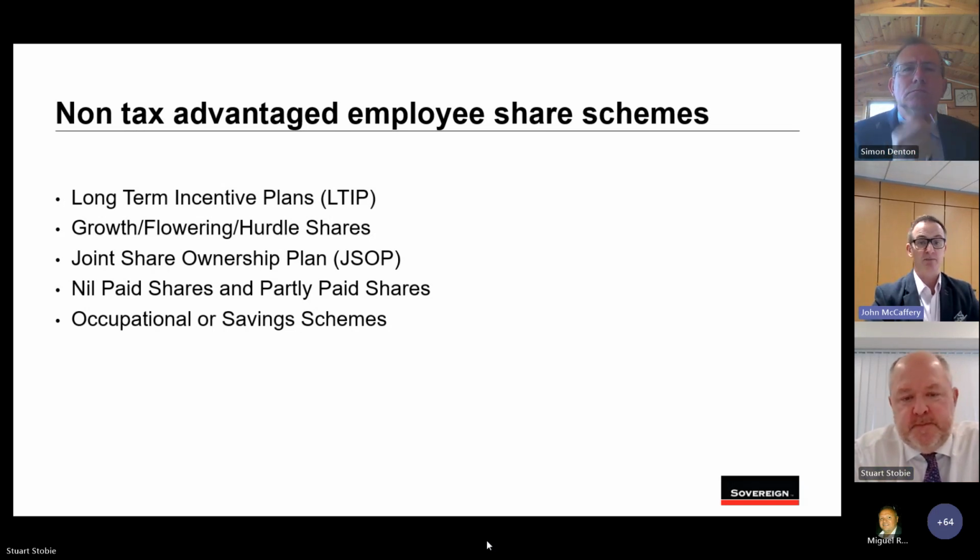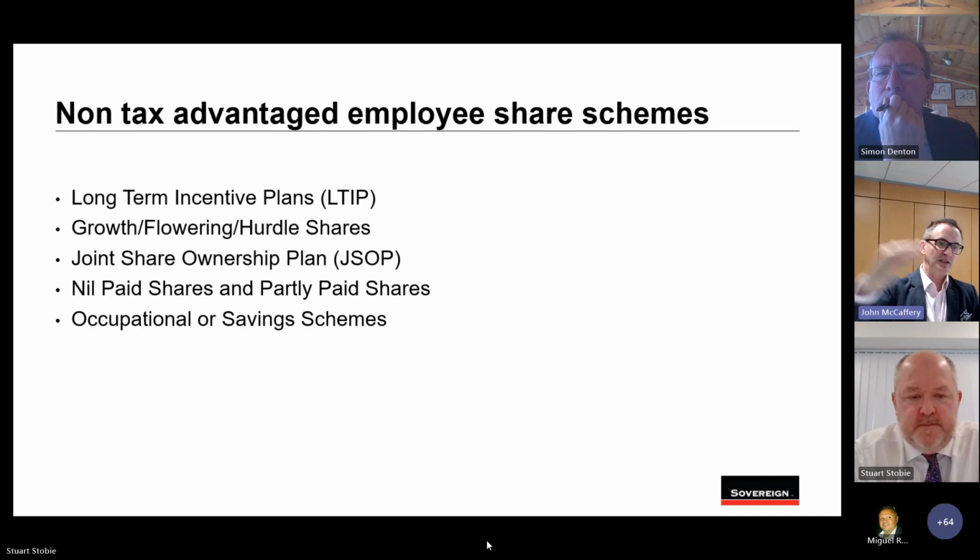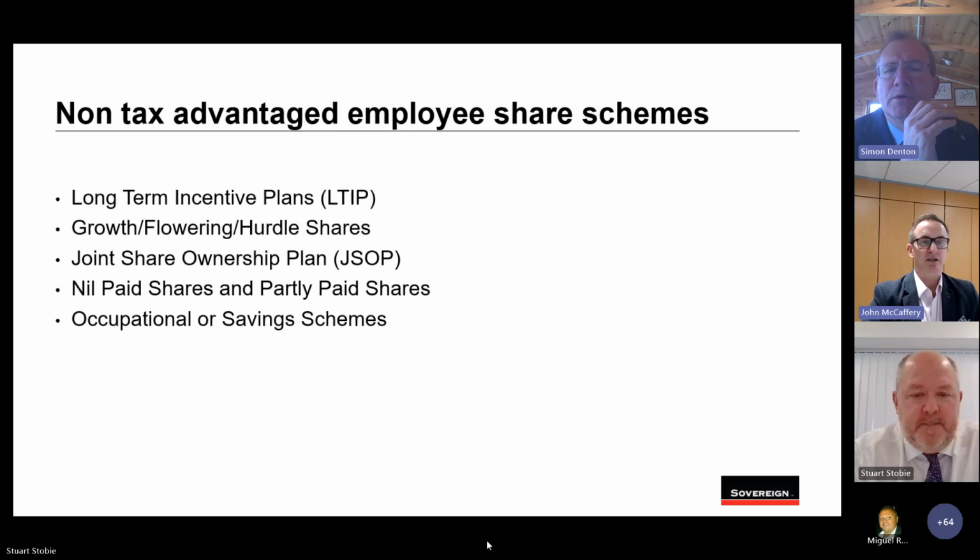And what it allows is basically for, again, the hurdle growth to be set on those shares. If it is achieved, employees benefit from the shares held in trust when the company exits. Again, it's a lot more complicated.